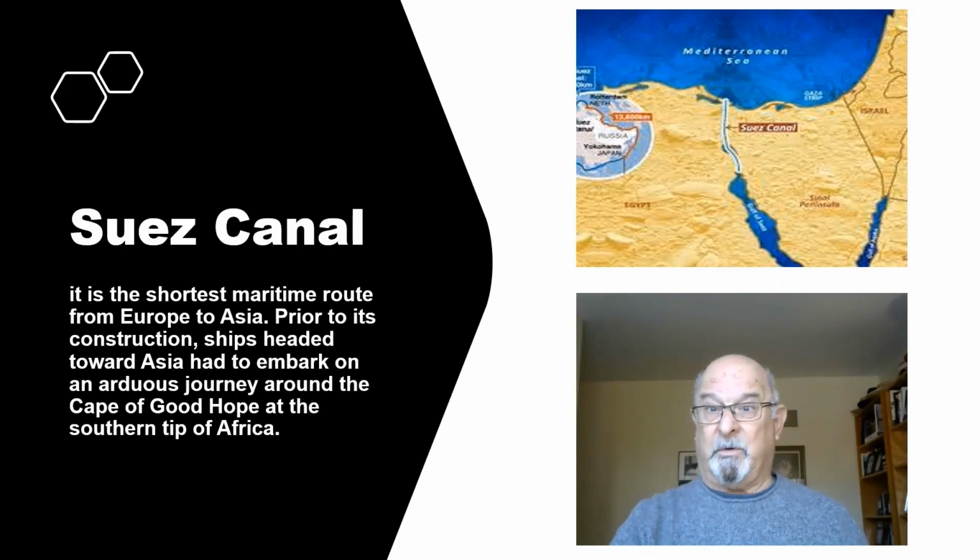Just as the Strait of Hormuz, the Suez Canal is the shortest maritime route from Europe to Asia. Prior to its construction, ships headed toward Asia had to embark on an arduous journey around the Cape of Good Hope at the southern tip of Africa. So you can see how waterways are so vital, not only to the Middle East, but to the entire world.